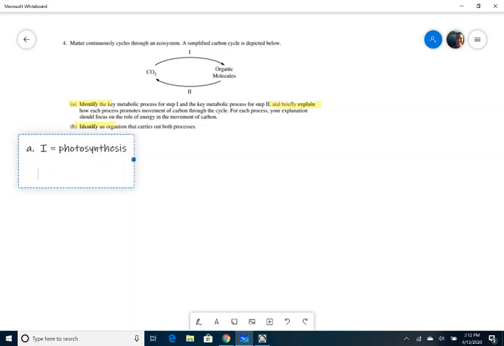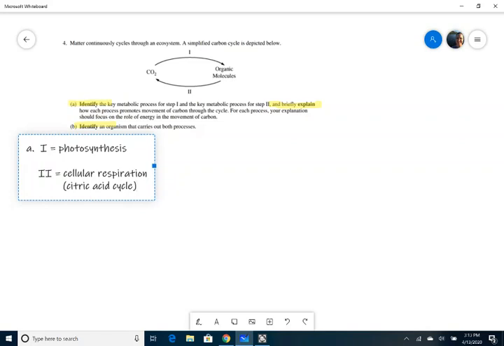And then the second one is when we take that glucose or those organic molecules and break them down and give off carbon dioxide. There are 2 possible ones. The big one is cellular respiration. You could also say, because if you're getting real specific, you could say the citric acid cycle, because that is technically where we're breaking down the pyruvate and giving off the carbon dioxide in that one.